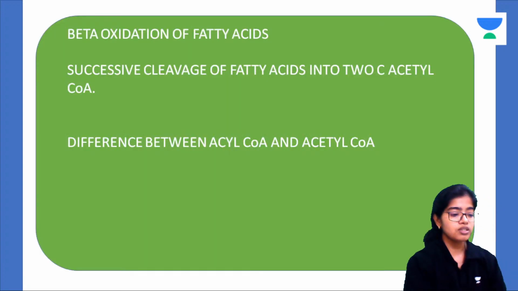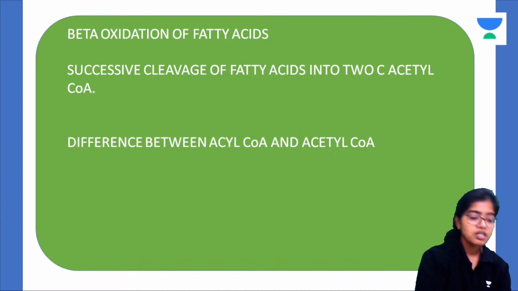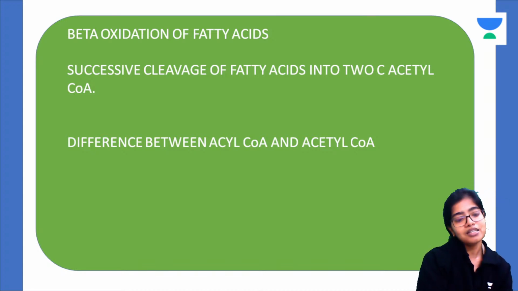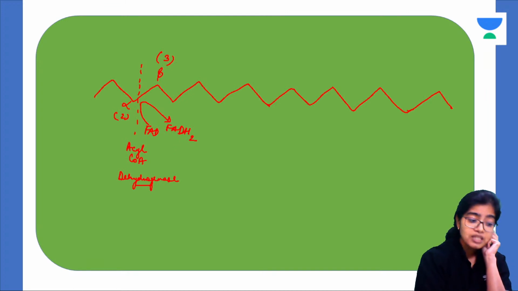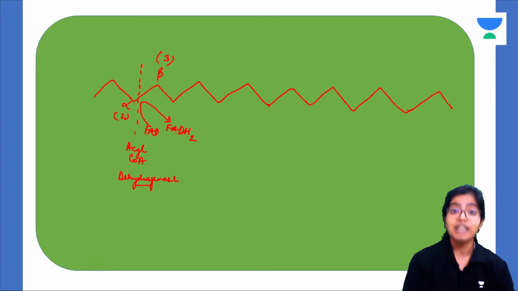Always remember this concept, okay? Beta oxidation is what? Successive cleavage of fatty acids into 2 carbon containing acetyl CoA molecules. What is beta oxidation? It involves the beta carbon. That is why it is called beta oxidation.